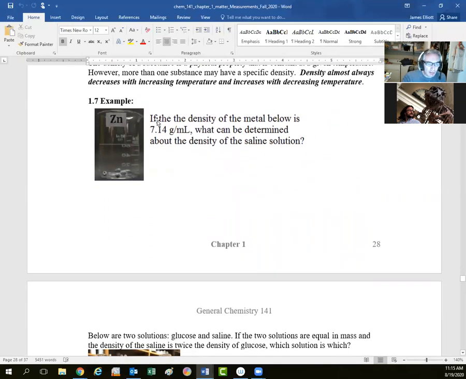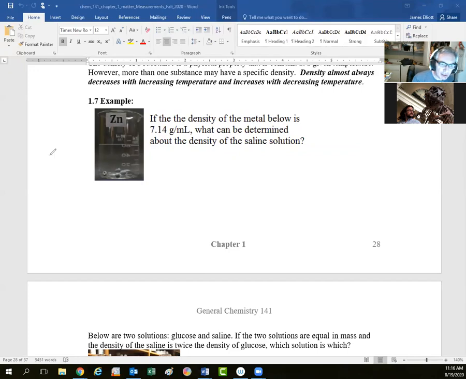So for example, if the density of the metal below is 7.14 grams per milliliter, what can we say about the density of the liquid saline solution? If you look at those zinc pieces, they've all sunk to the very bottom. And we said that more dense things sink to the bottom, less dense things rise to the top. And so our zinc must be heavier, more dense than the saline solution.